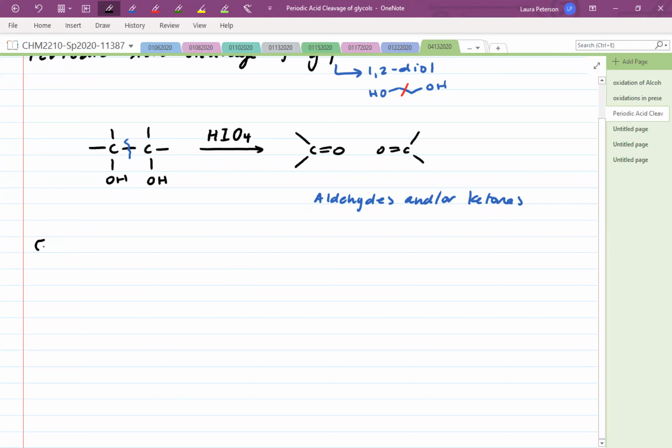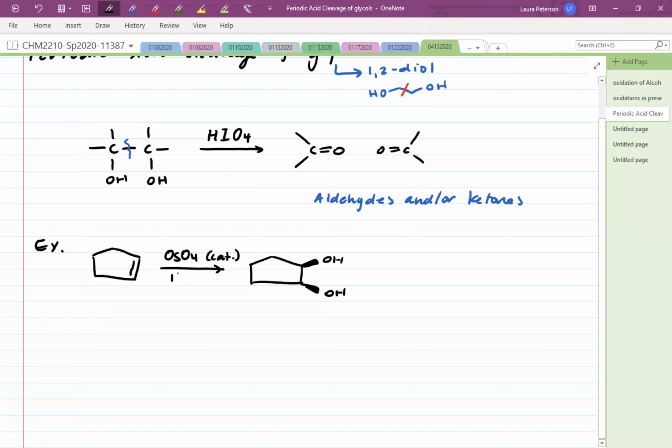So first, I want to remind you that we know how to make glycols. Okay, so we have to think about first, what is the reaction that gave us these 1,2 diols? Okay, so what was the reagent that allowed me to make these diols? So that was OsO4, so osmium tetroxide. We use that catalytically with H2O2, hydrogen peroxide as our oxidant, and then water. Okay, and so then in the next reaction, we're going to go ahead and cleave with HIO4.